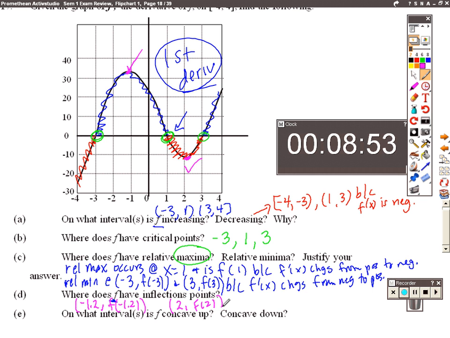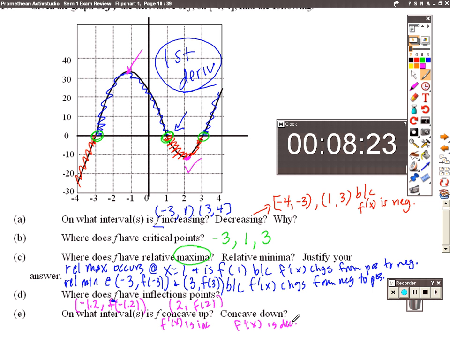So you can see, hopefully, that you really do need to study that All About Me sheet. Make sure you know all these facts. When is the original function concave up, concave down? Kind of the same idea. Wherever the first derivative is increasing, we are concave up, and wherever the first derivative is decreasing, the original function is concave down.